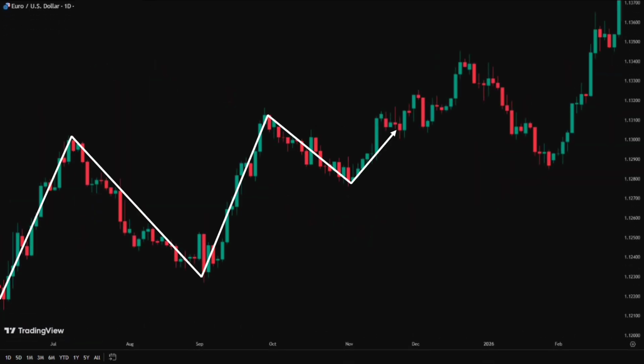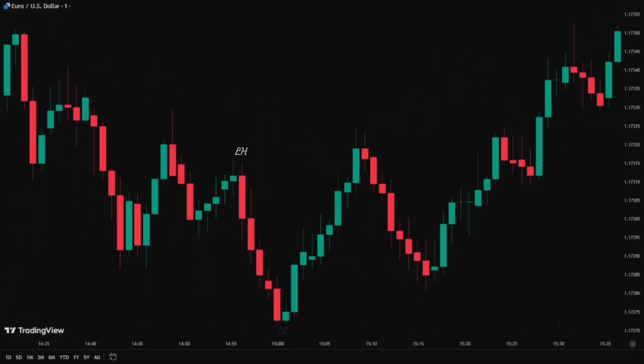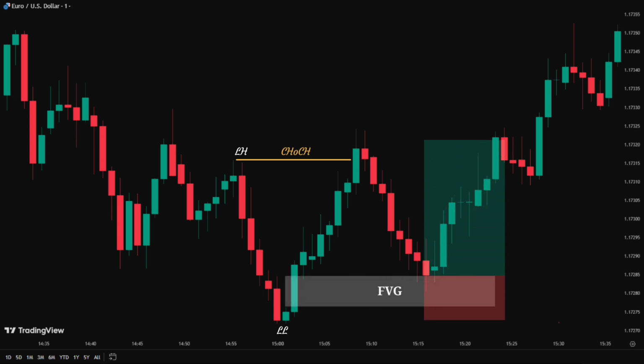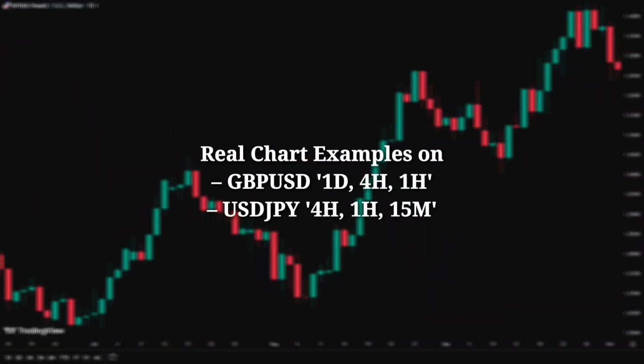The higher time frame gives you the primary bias. The lower time frame gives you the entry. When both are aligned, the quality of the setup increases significantly. When they are not aligned, the risk of the trade is much higher. Let us take this to a real chart and see exactly how this plays out.